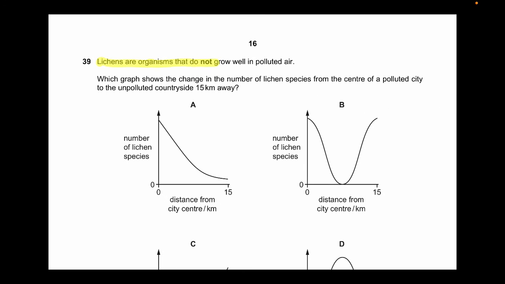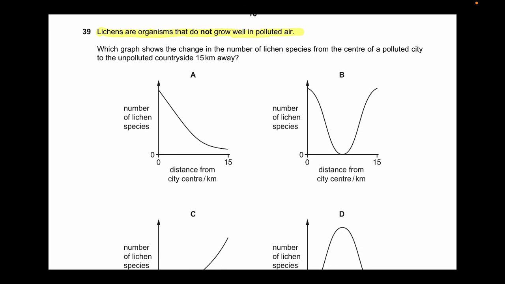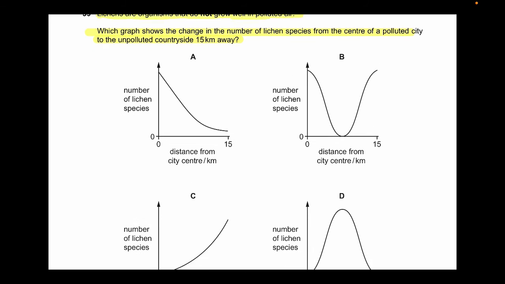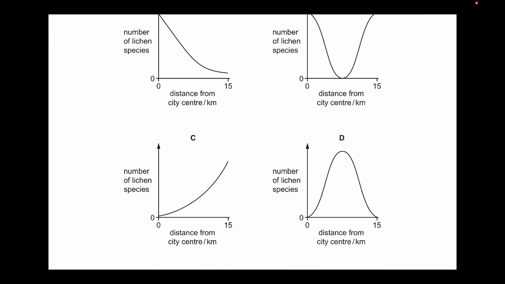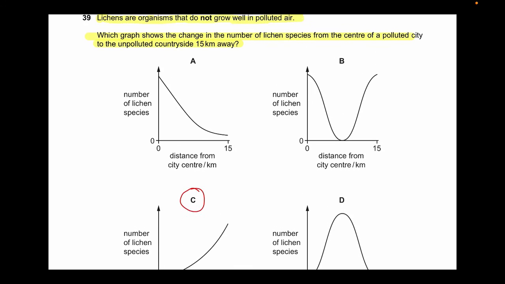Lichens are organisms that do not grow well in polluted air. Which graph shows the change in the number of lichen species from the center of a polluted city to the unpolluted countryside 15 kilometers away? So in the unpolluted countryside, it must increase in numbers. So option C is the only place where the number of lichens increases. So C is the correct answer.